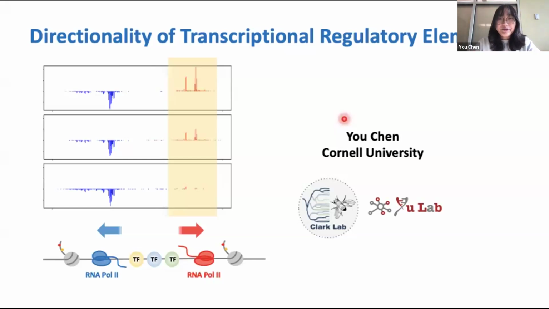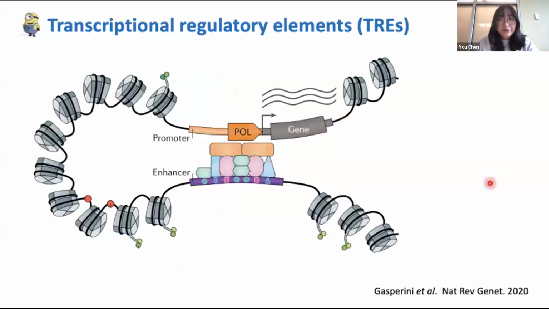Hi, I'm Yu, a graduate student at Cornell University, co-advised by Dr. Andy Clark and Dr. Haiwan Yu. I'm very happy to be here and to share some interesting findings about directionality of transcriptional regulatory elements. Promoters and enhancers are two classes of TREs that serve as major control hubs for gene regulation. Accurately mapping and characterizing these elements is very critical for understanding how transcriptomes are regulated in normal and disease states.